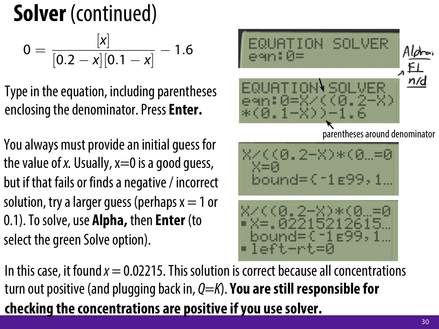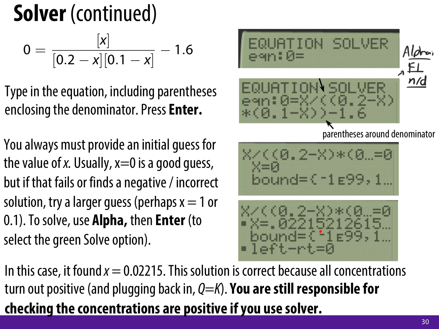At that point, you press enter, and you always have to choose a guess if you're going to use this. The way this works is based off this initial guess. X equals 0 is usually a good guess, but sometimes your X will be some random number from a previous trial, so you can always just type 0 again. The bounds here default to a huge range, usually fine. Then you press alpha enter to solve. When you're on the 0 key, use alpha and then enter to solve. It will then chug along for a few seconds and give you the solution.